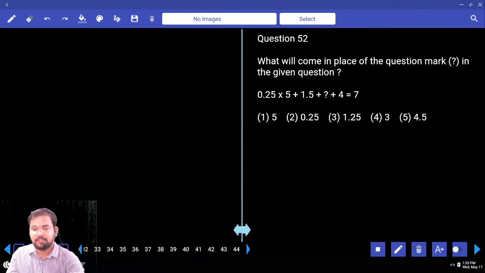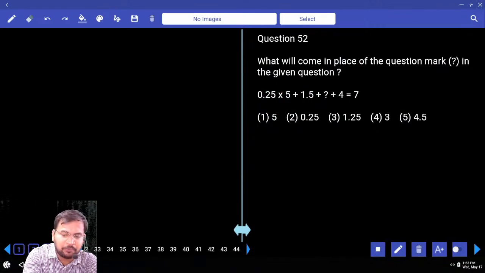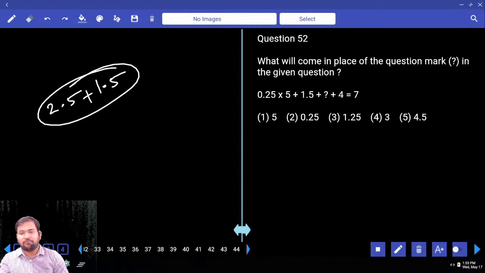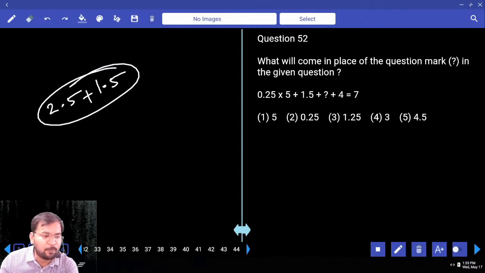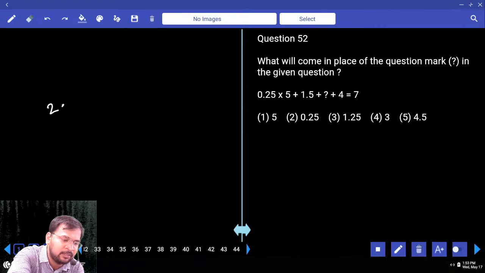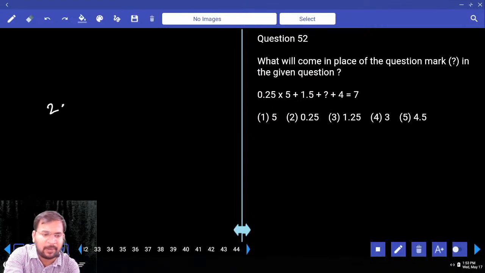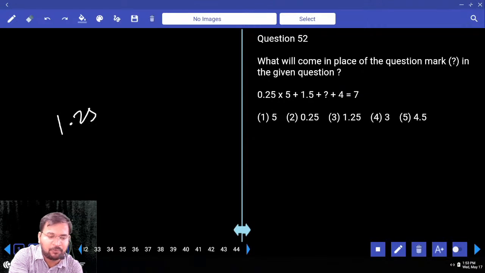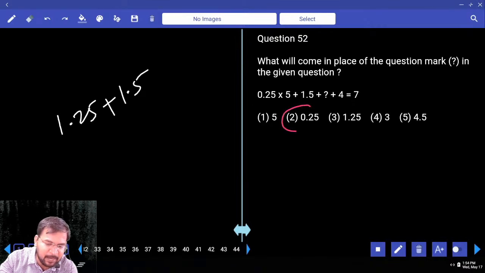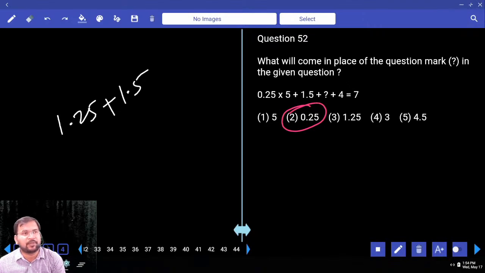Now simplifications. 0.25 into 5 is 1.25. 1.25 plus 1.5 is 2.75. 2.75 plus 4 is 6.75. If you subtract 6.75 from 7, you get 0.25.